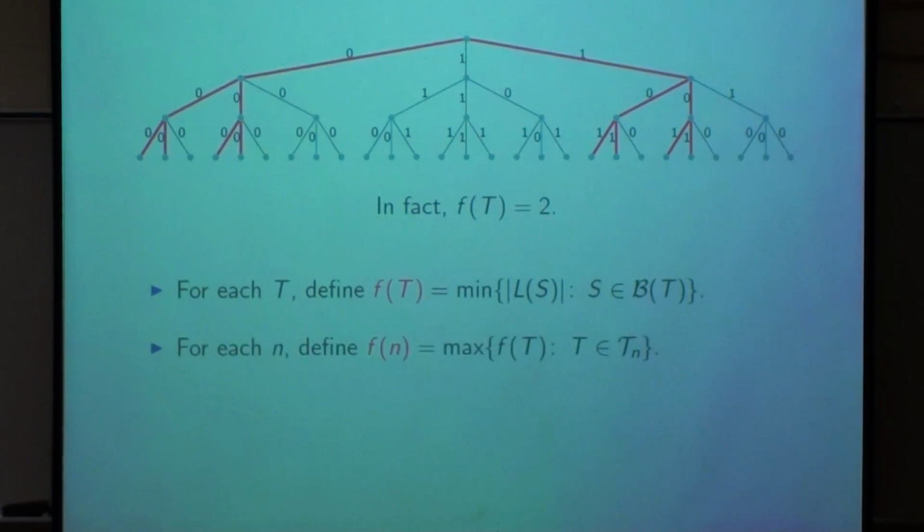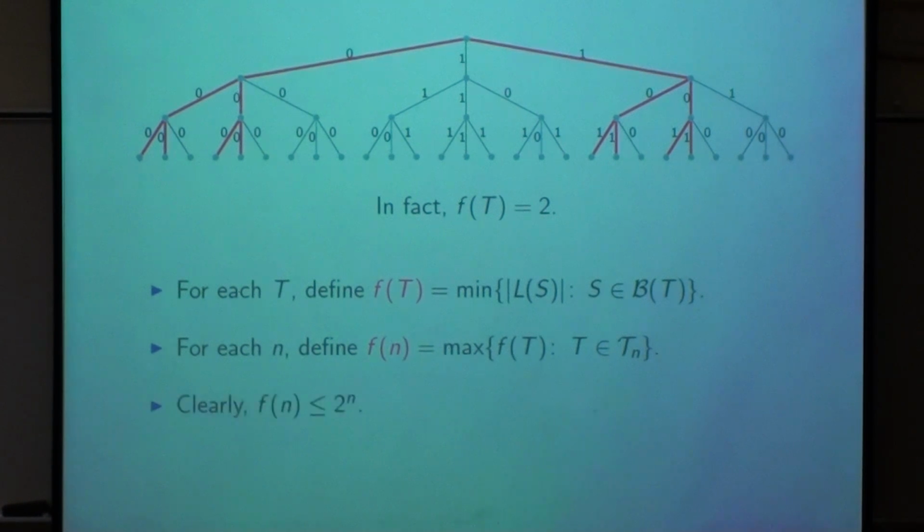And the final definition is that we're looking for, in some sense, the worst case over all possible ternary trees. So for each n, we define f of n, it's the maximum of f of t. If you look at it from the point of view of someone who wants to minimize the number of path labels in the binary subtree, if someone gives you the worst possible ternary tree, and then it's your job to find the best possible binary subtree, whatever that value is, that's f of n for trees of depth n.